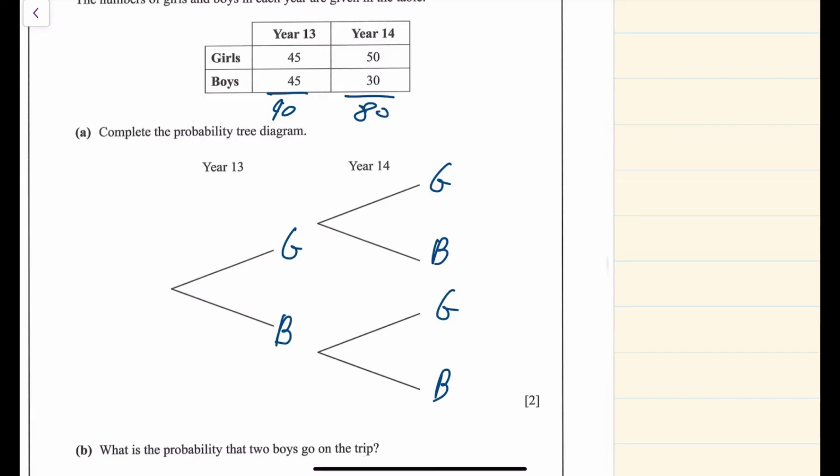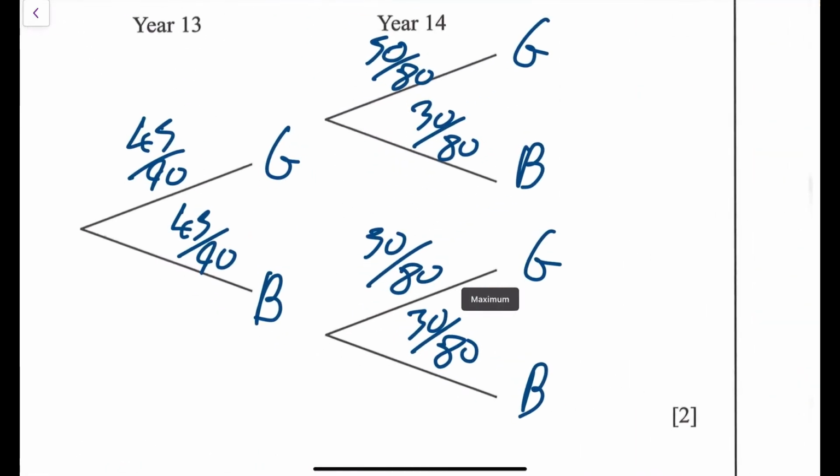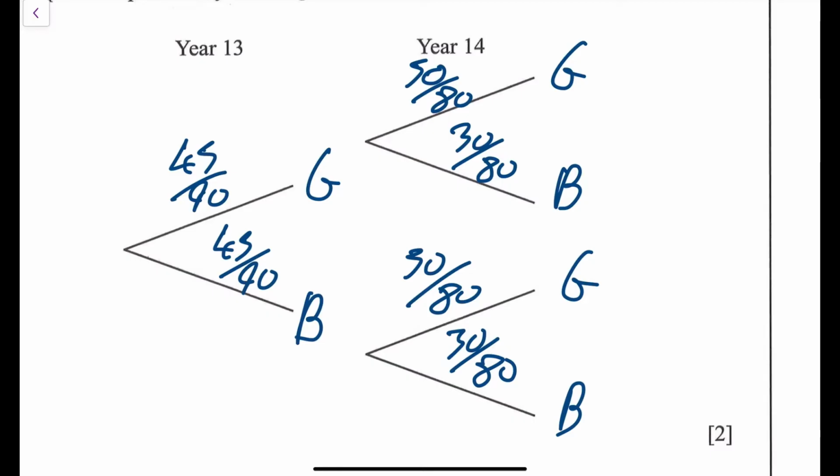So girls from year 13, there's 45 over 90. Boys, there's 45 over 90. Girls from year 14, there's 50 over 80. And then 30 boys out of 80. Let me just zoom in so we can see that a wee bit better. So that's what you've got for your tree diagram. Complete the tree diagram, done.